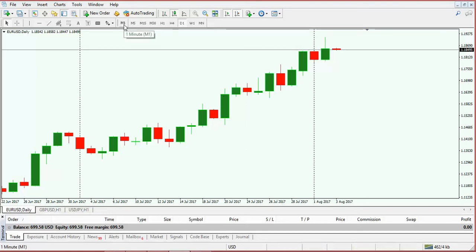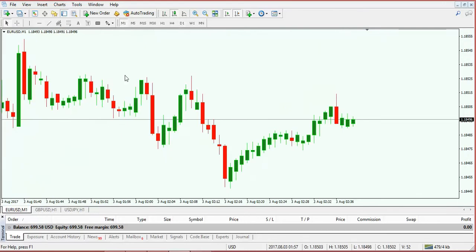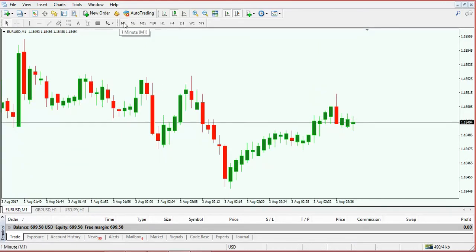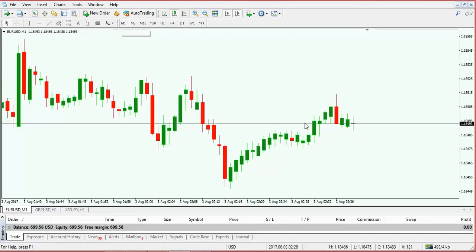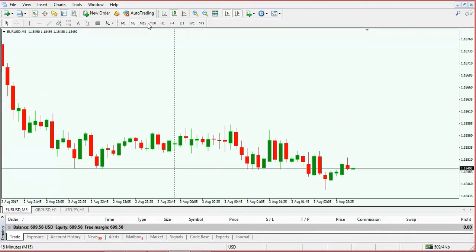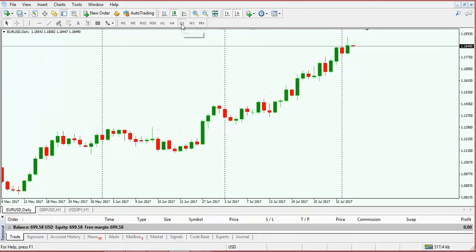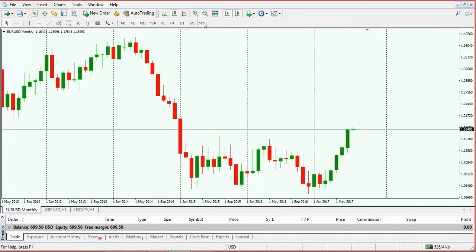Another thing you need to know is that each of these bars forms within a particular time frame. I have chosen the 1 minute time frame, so it means that these bars will form within 1 minute. Then we have 5 minutes, 15 minutes, 30 minutes, 1 hour, and daily. On the daily, it means that the candle you see here formed within 24 hours. Then we have weekly, then monthly.